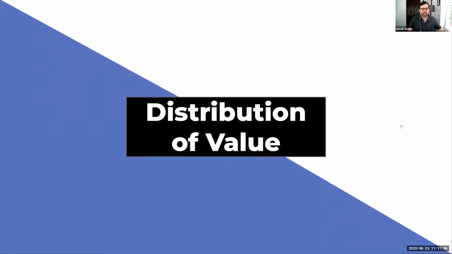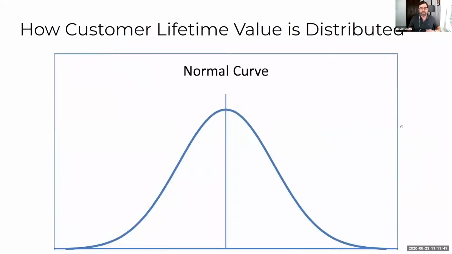All right, so let's talk about distribution of value. I want you to think about how customers might be distributed. You might have an average customer, and then some customers that are worth a little bit less than that one, and maybe some customers that are worth a little bit more. And then you may have some out here in the long tail that might be worth a lot. And then you have other customers over here that aren't worth very much. And so you can think of this as a normal distribution.